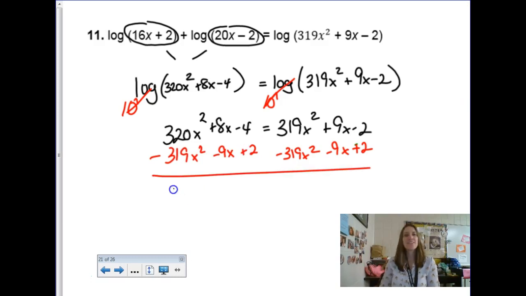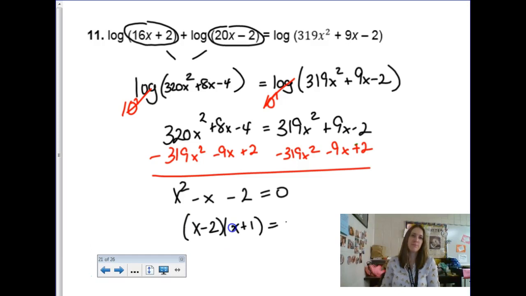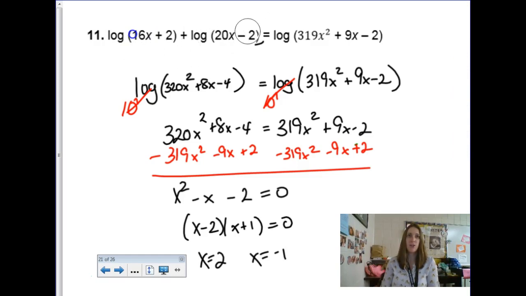Alright, there we go. So x squared minus x minus 2. Then we factor that: x minus 2 times x plus 1. I get x equals 2 and x equals negative 1. So again, I have to go back to my original setup and make sure that if I plug in either of those, I don't end up taking the log of something negative. And I do think negative 1 is going to be a problem.